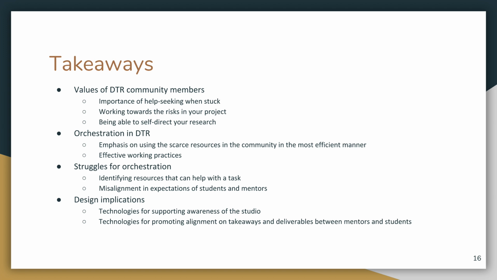And so to close, the takeaways from what I learned this quarter, generally for the values of DTR, there's an importance and an emphasis on help seeking, working towards your research, and being able to self-direct your research. For orchestration in DTR, two big areas of orchestration rely on or emphasize the use of scarce resources and effective work practices. And then within these orchestration goals, there are also struggles with how you actually identify the resource, and misalignment in expectation between students and mentors that can arise when you're trying to do some of these work practices where students try to work towards their riskiest risks.